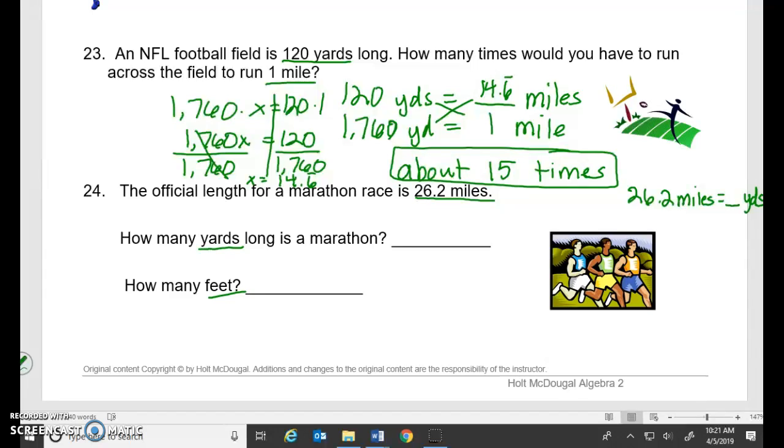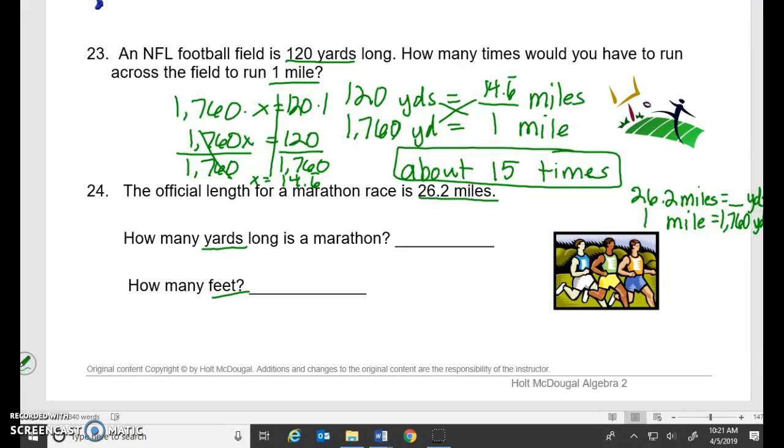And then underneath it, I'm going to say how many miles equals how many yards. Go ahead. 1 mile equals, say it one more time. 1,760 yards. Okay. And now I'm ready to do my cross multiplication. Okay, so I'm going to go 1 times x equals 26.2 times 1,760.